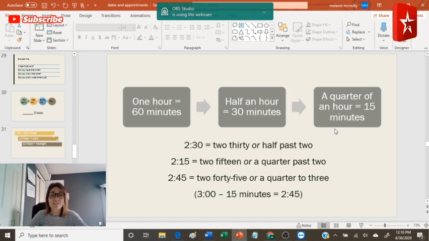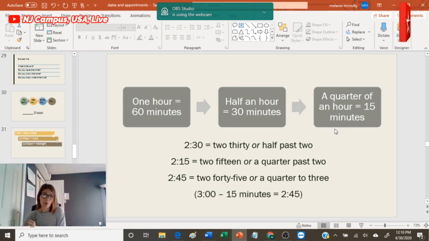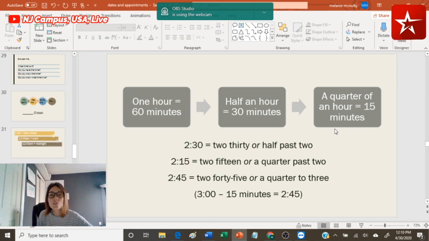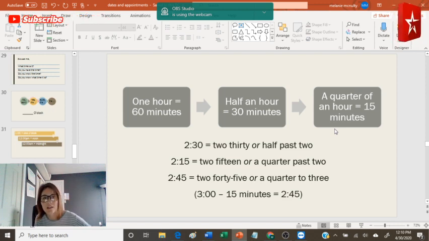If it's 2:45, 45 is 3/4. But because it's closer to 3 o'clock, we might take away that 15 minutes to make it a quarter to three. So we would say it's a quarter to three. So a quarter to three or a quarter until three, because it would be a quarter of an hour until it's 3 o'clock.